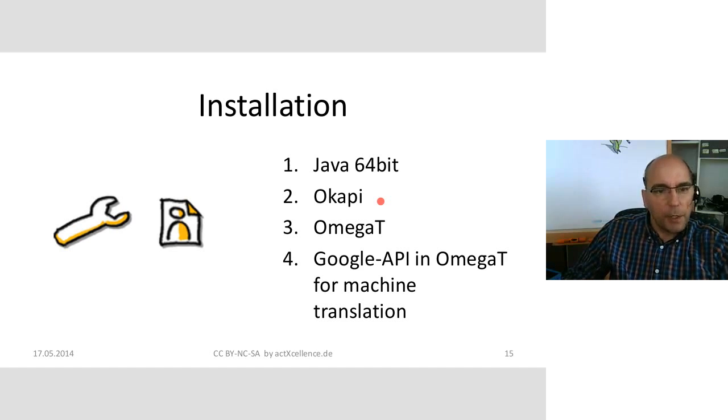Yes, I said it now six times, that's enough. Second, you have to download the Okapi installer and the OmegaT installer. And later, when OmegaT is running, you can get an API key from Google and use the machine translation inside of Google.